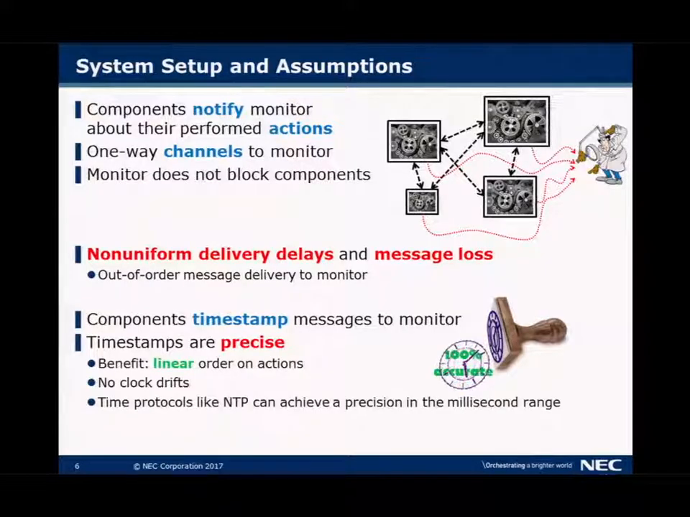However, what we assume is that the components timestamp their messages to the monitor. Here, we make the assumption, which is a fairly strong assumption, that the timestamps are precise. The benefit that we get from this assumption is that the monitor can receive the messages in a linear order. So there are no clock drifts, no clock skews, and so on. And in practice, you can use time protocols that achieve a fairly good precision of the timestamps.